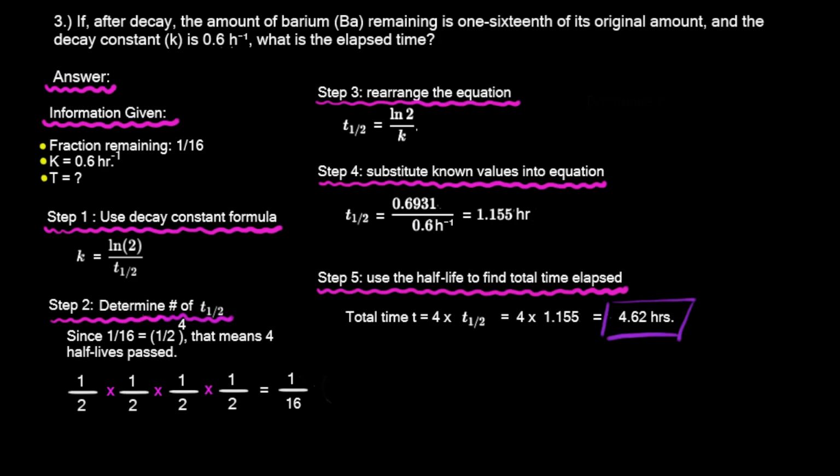In step number 5, we can use the half-life to calculate the total time elapsed. So to find the total time elapsed, we multiply the length of one half-life by the number of half-lives, which is 4 in this case.